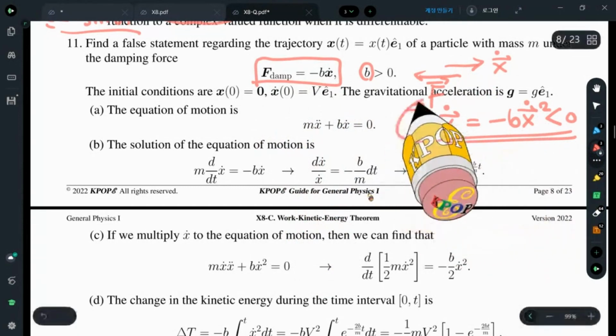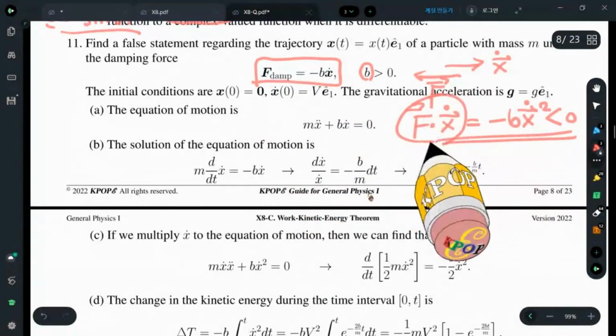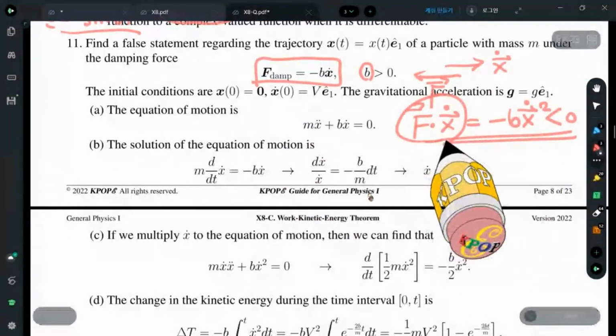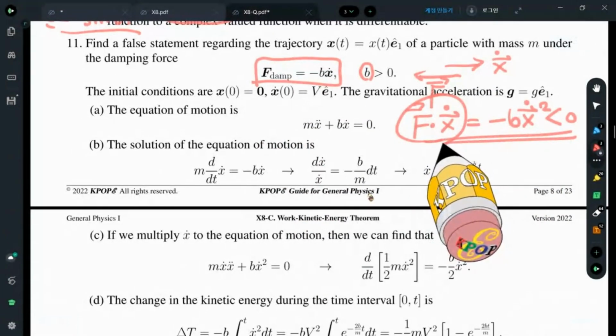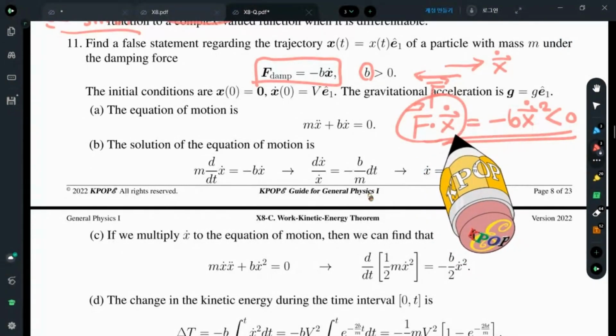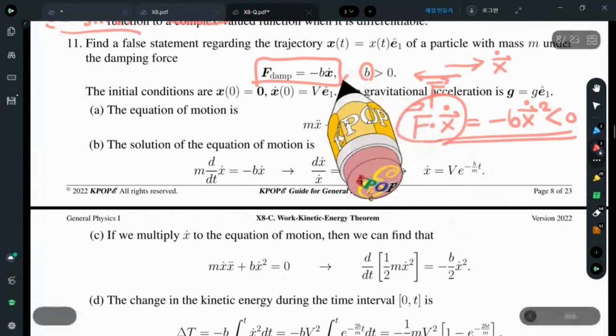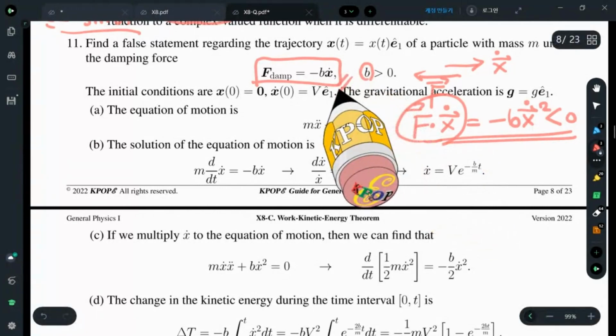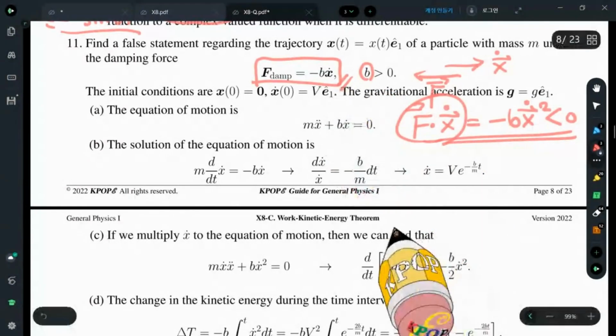Because of this, the power is always negative. That means according to the work-kinetic energy theorem, the kinetic energy of the particle decreases. The kinetic energy of the particle decreases because of the damping force. Very, very important. Okay.